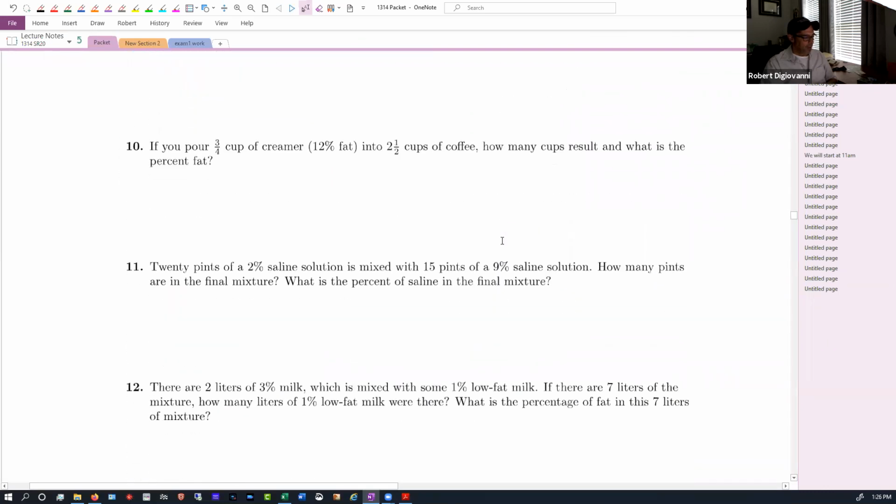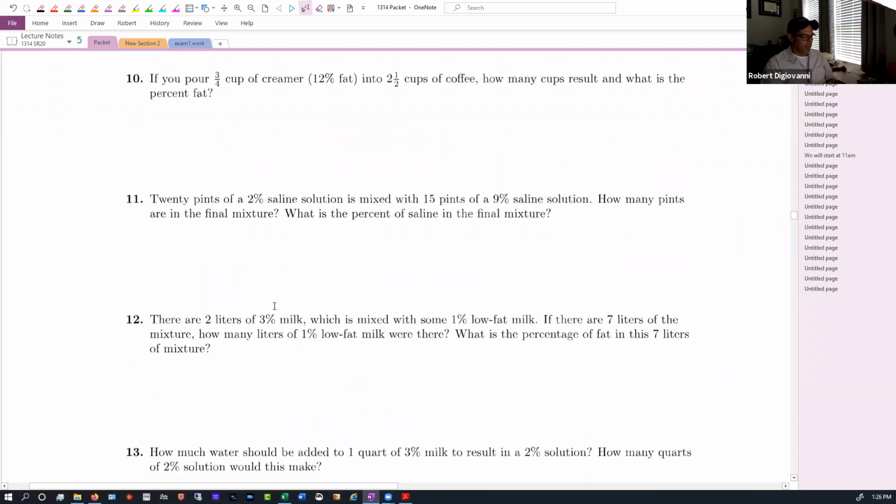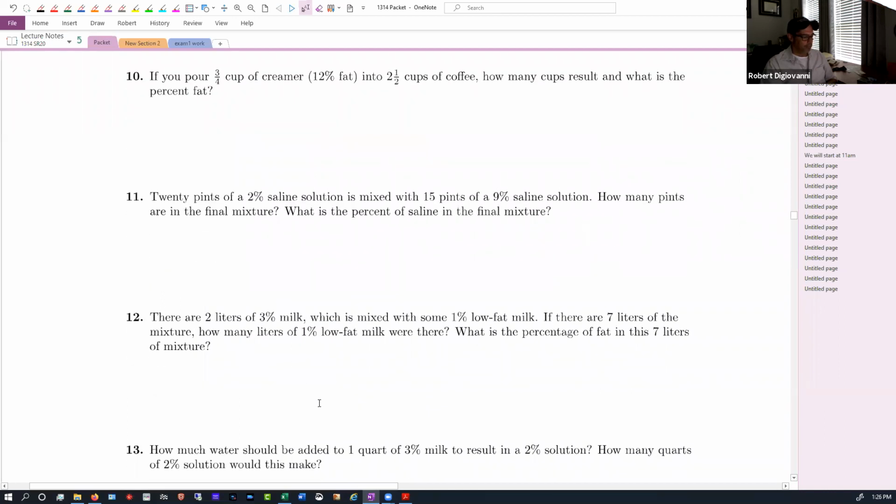I'm going to look at number 11. Okay, 20 pints of 2% saline solution. Saline solution is salt water, basically, is mixed with 15 pints of 9% saline solution. How many pints are in the final mixture, and what is the percent of saline? Okay, this is exactly the same type of problem. So I like pictures. So I'm going to draw my first picture.